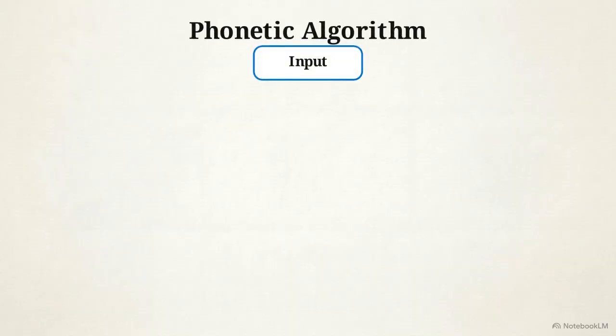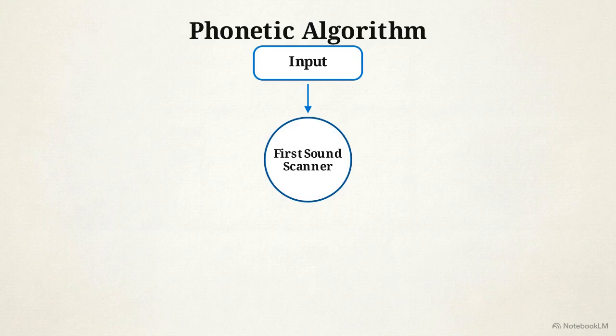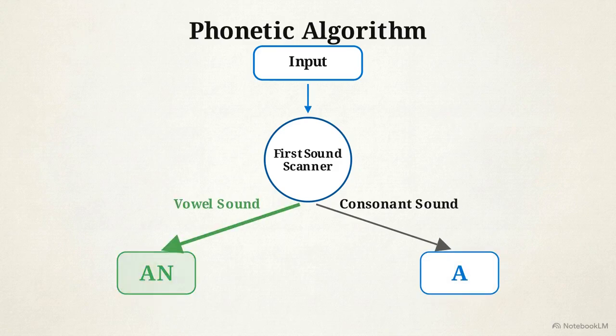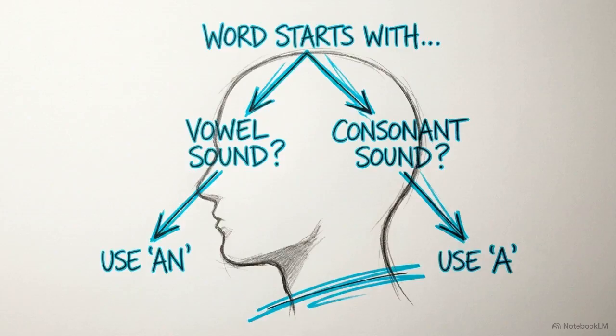We eliminate these errors with a phonetic algorithm. This decision tree replaces rote memorization with an auditory scan. The logic is binary. A vowel sound routes to an. A consonant sound forces a. Mastering this mental model provides a predictable, repeatable method for navigating these phonetic anomalies.